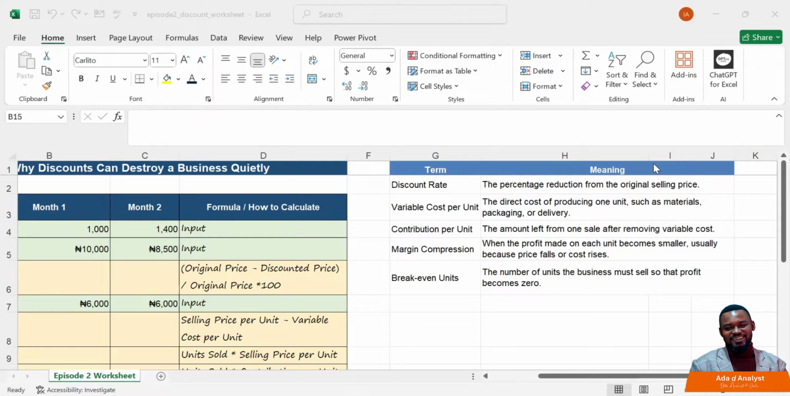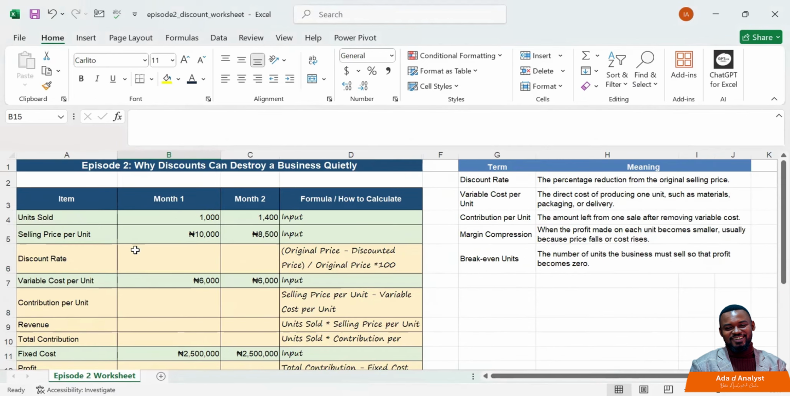The break-even unit is the exact number of products a business must sell to cover all its total costs, that is both fixed and variable costs, right? Without making a profit or incurring a loss. So now let's look at our case for the day and the business logic we must apply to calculate them. In our case, we are looking at again why discounts can destroy a business quietly. But before we go into the results of the day, let us run some analysis.